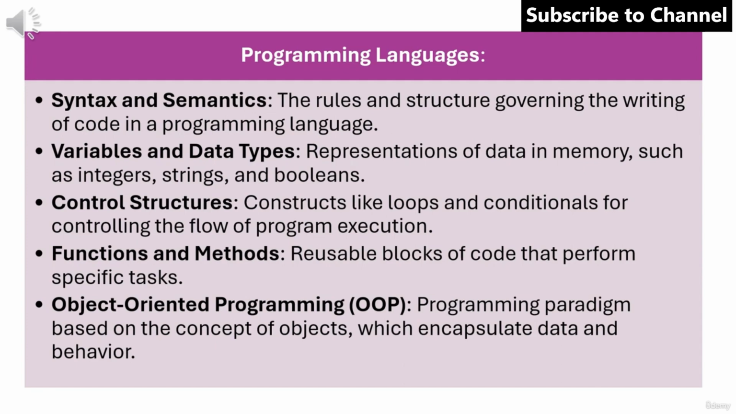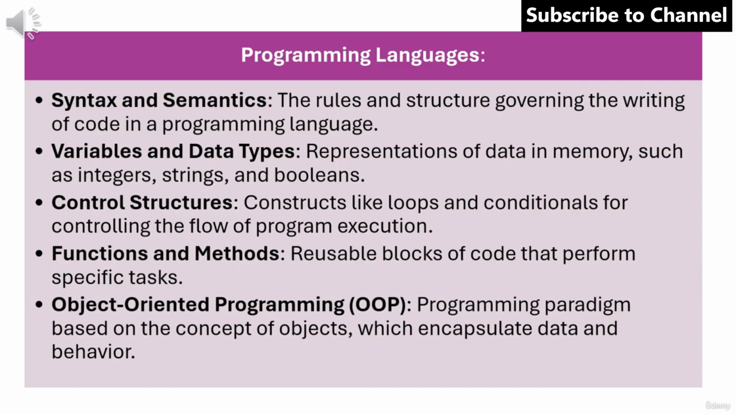And these languages have variables and data types, which are representations of data in memory, such as integers, strings, and booleans. Like in maths, we have integers, floating point numbers, which are decimal values, and strings, which are just characters. So the same maths things are transformed in computer science. We call them variables and data types. Then control structures, like loops and conditionals, control the flow of program execution. That is, after one step you go to the next step, and the next step, and if there are multiple options, then a control structure decides.